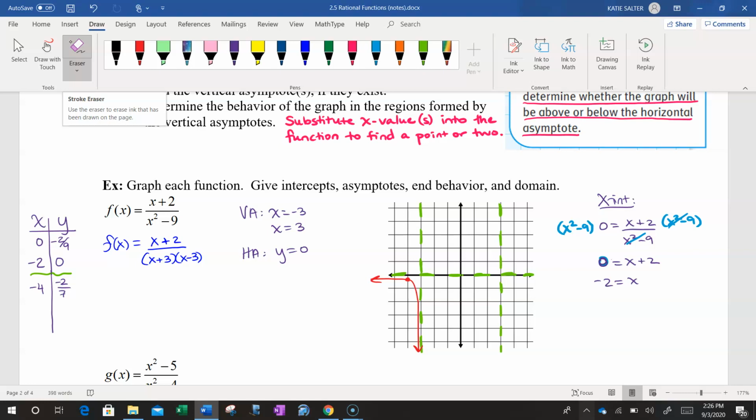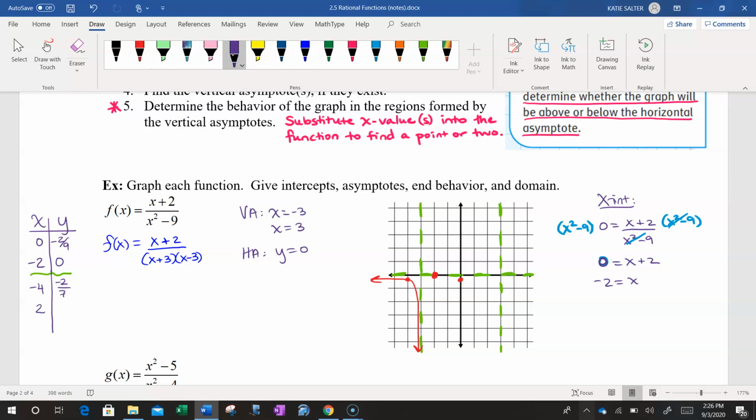Well, luckily, we already have some points in that region because we found the y-intercept to be at -2/9, which would be about right here. And we found the x-intercept to be at -2. And the fact that I actually have an x-intercept tells me this one's probably going to be a twisty. So I might want to get one more point. So I'm going to substitute 2 in.